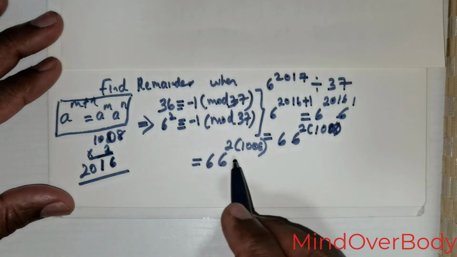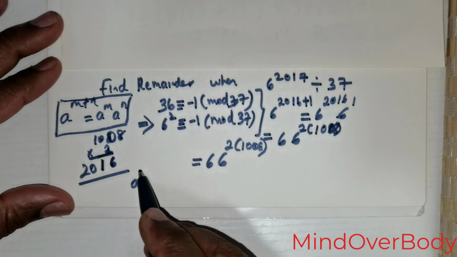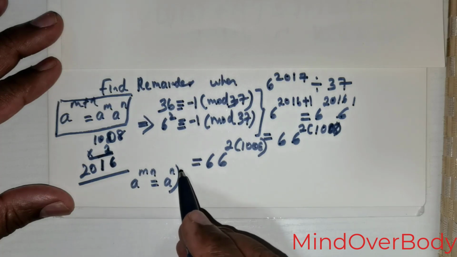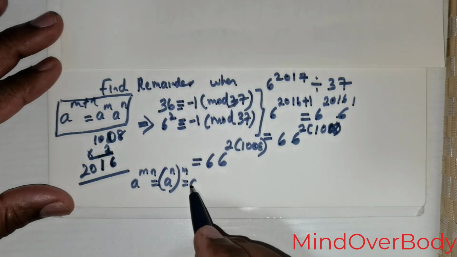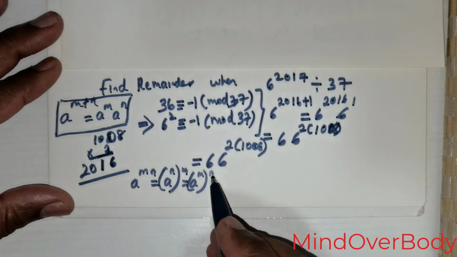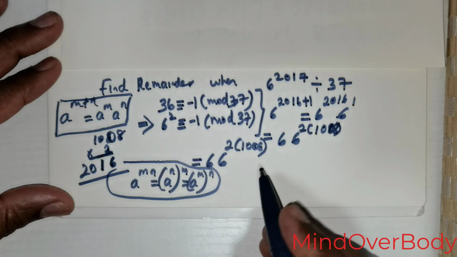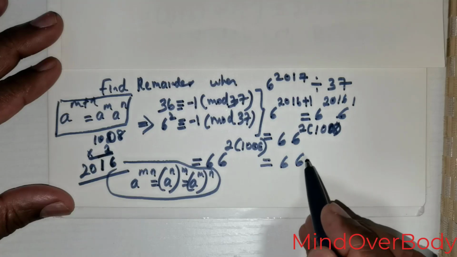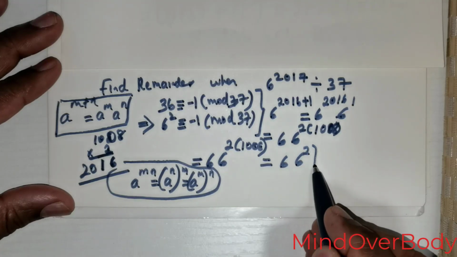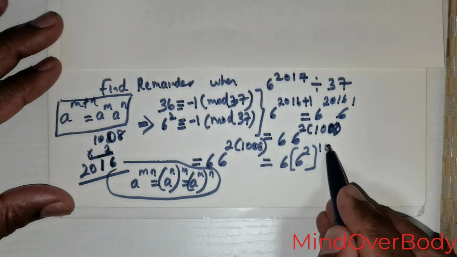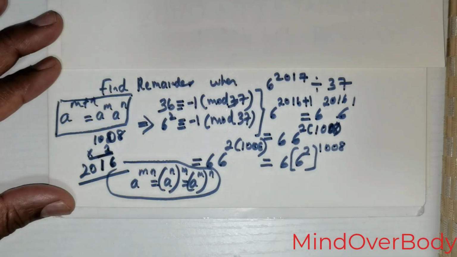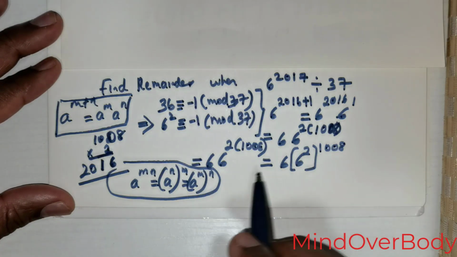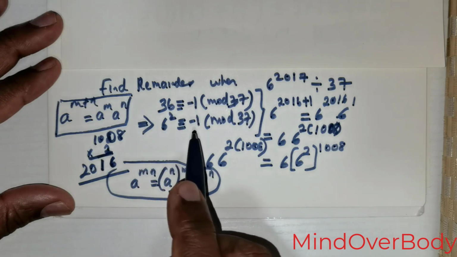Now I can always write a raised to the power of m times n as a raised to the power of n raised to the power of m. I can always write it like this, or I can write this as a raised to the power m raised to the power n. So all of this are possible. So I'm going to rewrite this as 6 times 6 raised to the power of 2, which in turn is raised to the power of 1008, right?